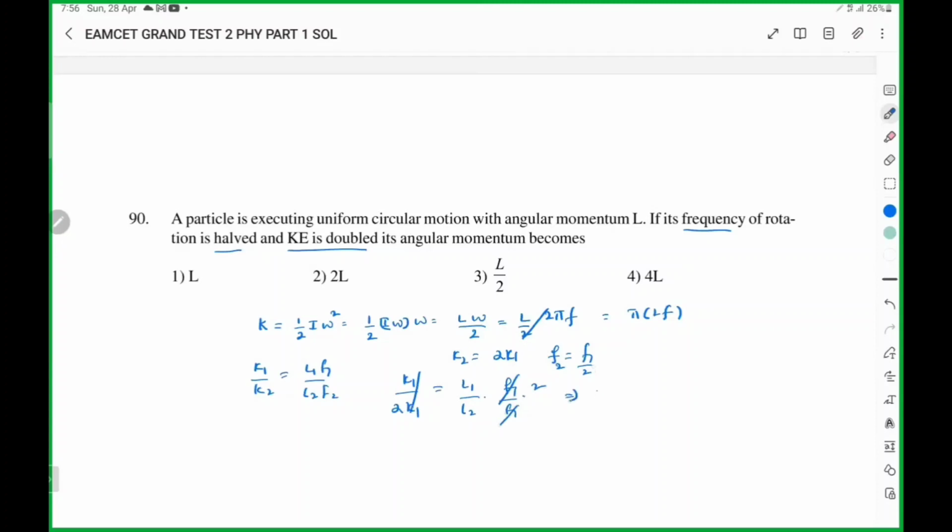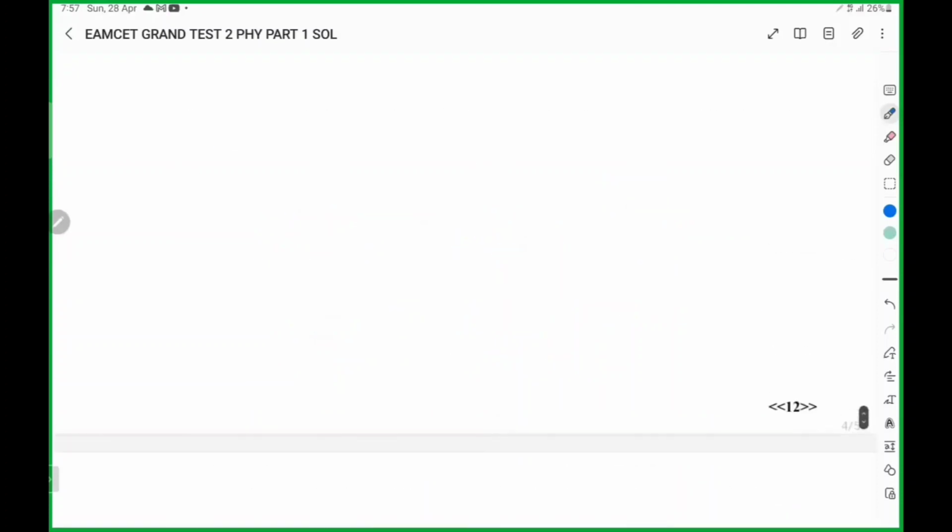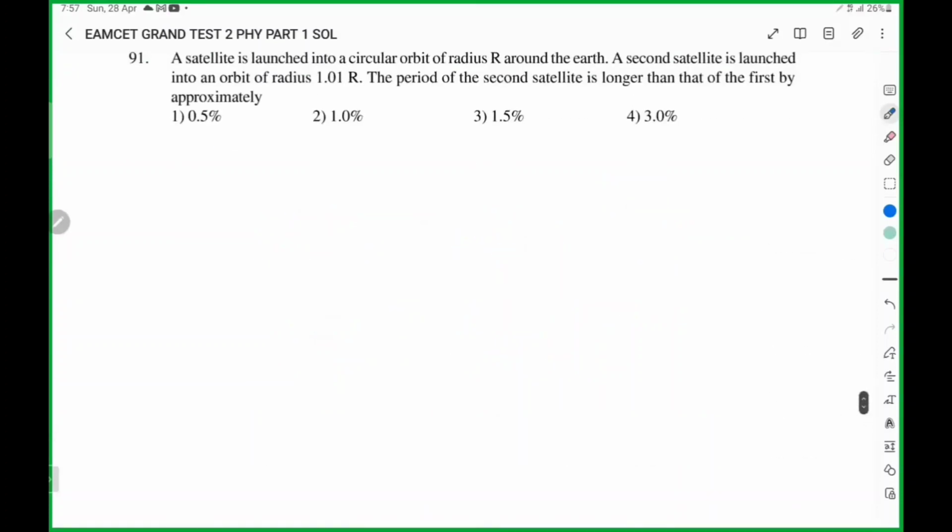Get cancelled. 2L1 by L2 is half, which implies L2 is 4L1. That is, angular momentum becomes 4 times.